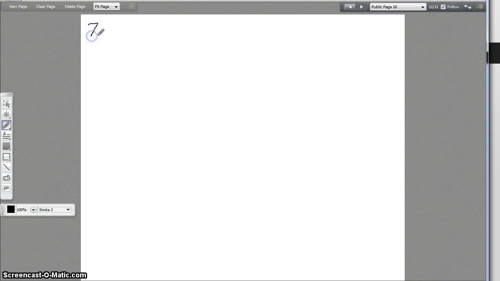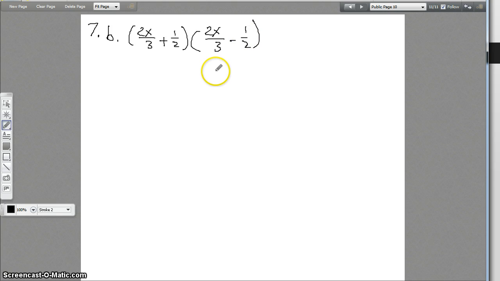Okay, so now we're going to look at problem number 7. Problem number 7 says find each of the following products by first multiplying and then simplifying the result. So we're going to work on part B, which says (2x over 3 plus 1/2) times (2x over 3 minus 1/2). Now if you look at this closely, you'll see that we have the sum of two terms multiplied by the difference of those same two terms.